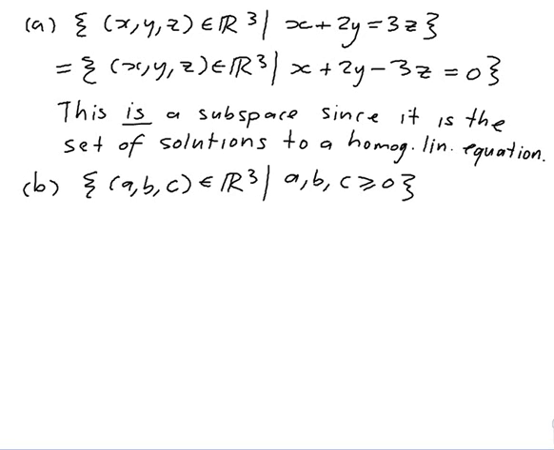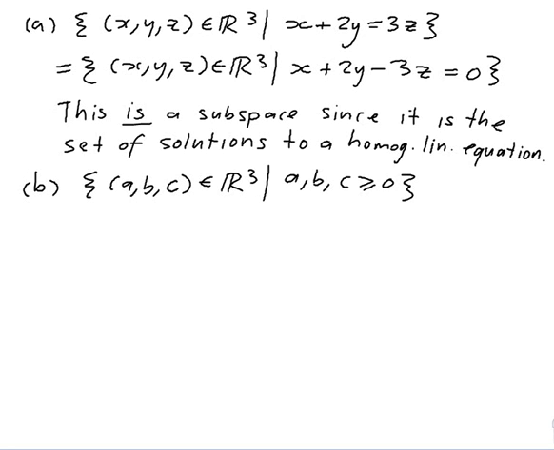Let's first see if the 0 vector's in there. Well, 0 and 0 and 0 are all greater than or equal to 0, so the 0 vector is fine. What about vector addition? Okay, well, my set is all the points with positive coordinates. And if I've got 2 points with positive coordinates and I add them, it'll still be positive, so it's actually closed under vector addition. That must leave scalar multiplication.